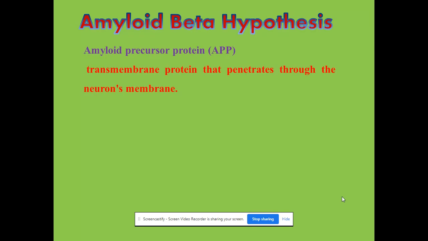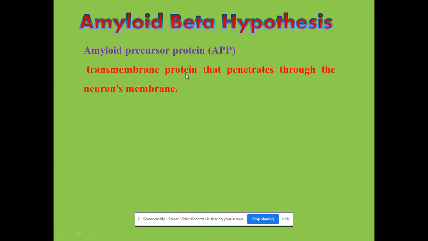Today we will be seeing the amyloid beta hypothesis. It is one of the hypotheses in the pathophysiology of Alzheimer disease. So, the amyloid beta hypothesis states that the accumulation of amyloid beta fibrils, which are nothing but the cleaved parts or the cut parts of the amyloid precursor protein, causes the disease.